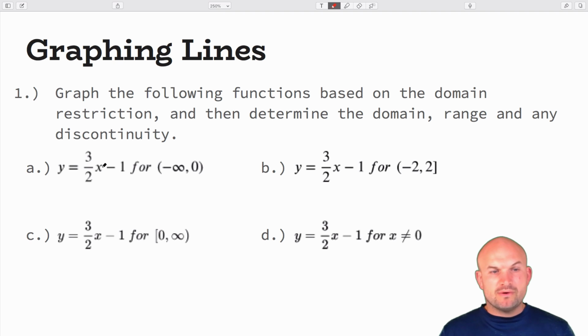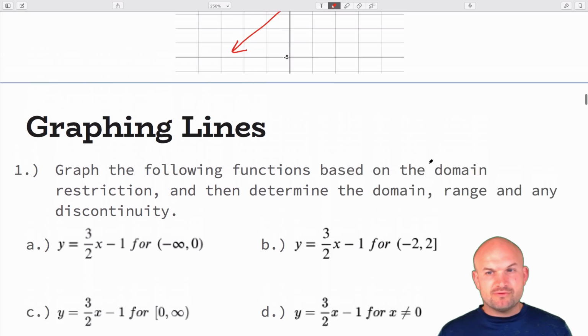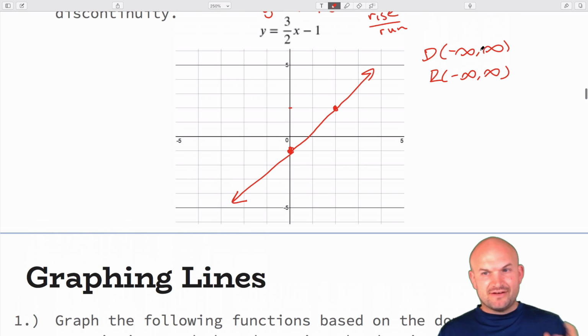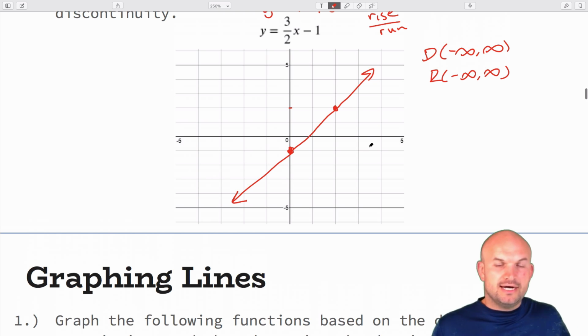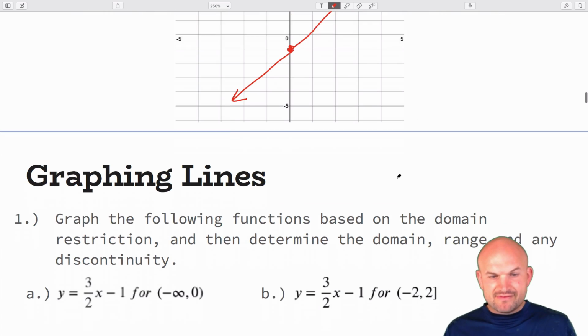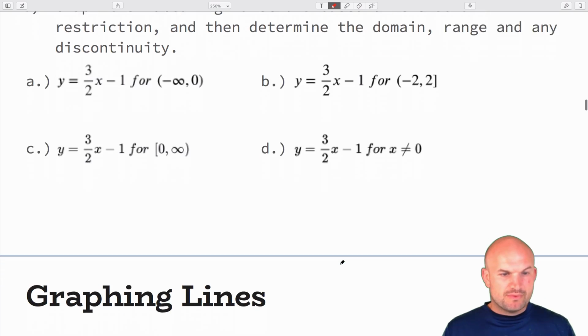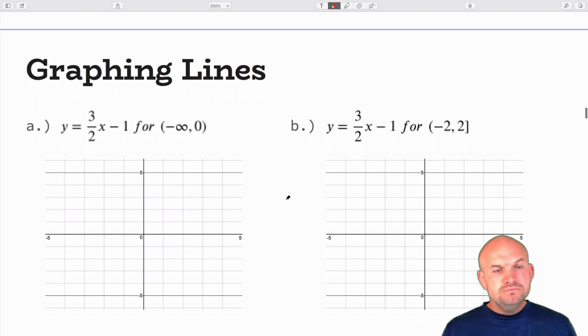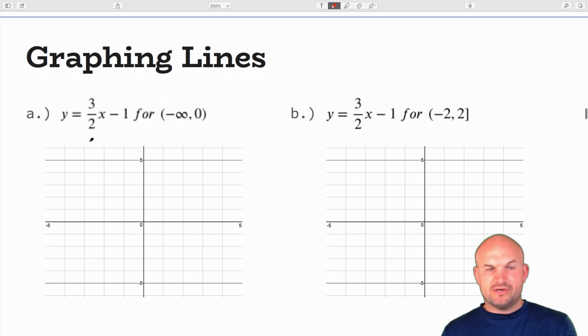But anyways, what we're going to do is graph the exact same line, but now we're going to restrict it with different domain restrictions. So instead of the domain and the range being from negative infinity to infinity, we are now going to restrict the domain and see what the new range is going to be. For instance, here we have y equals 3/2 x minus 1. We're only going to graph this for x values from negative infinity to 0.